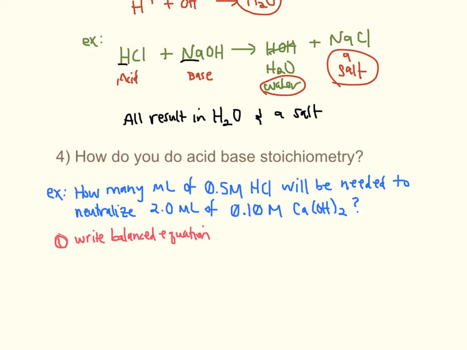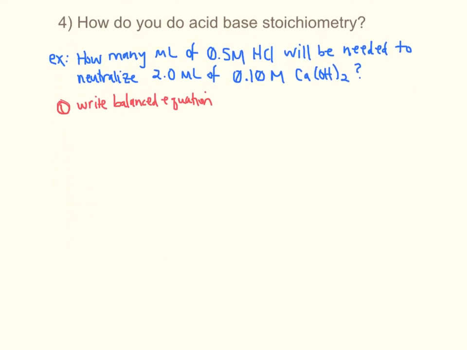So the question's asking us to figure out how much of this hydrochloric acid we would need to add to our calcium hydroxide so that all of the calcium hydroxide and the hydrochloric acid are turned into nothing but water and salt. So the first thing you're going to want to do is probably write a balanced chemical equation. At this point, I fully expect you to be able to write an equation for a reaction given just the reactants. This is nothing but a double replacement reaction.